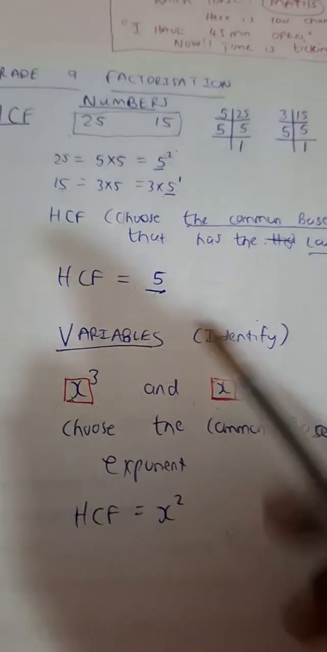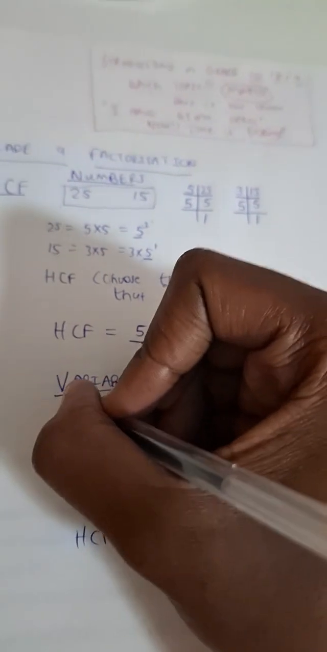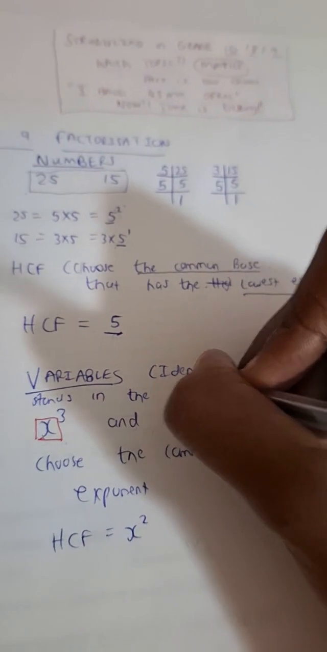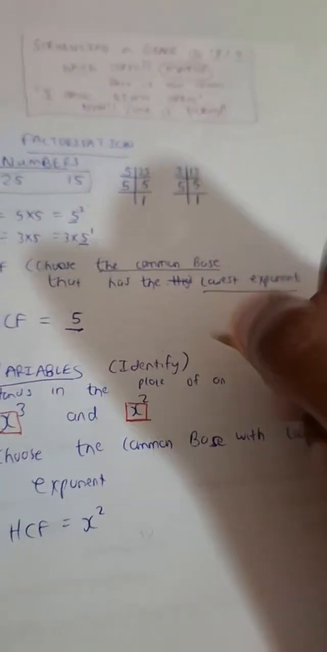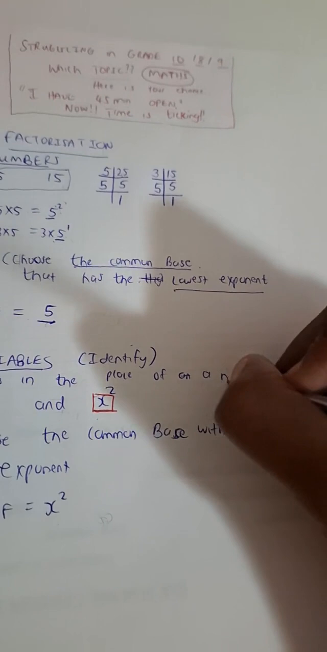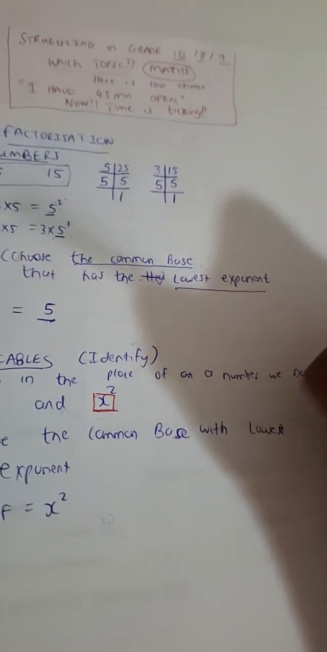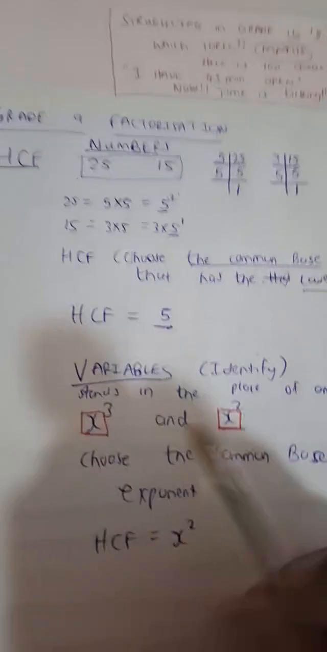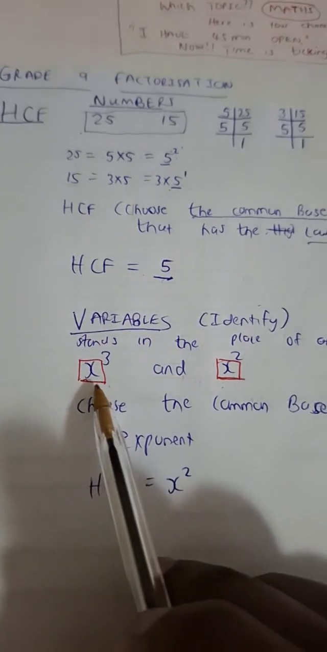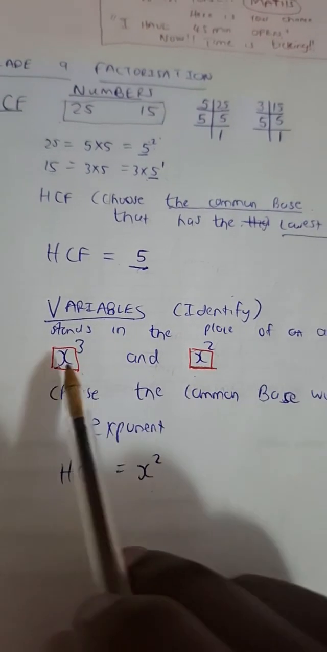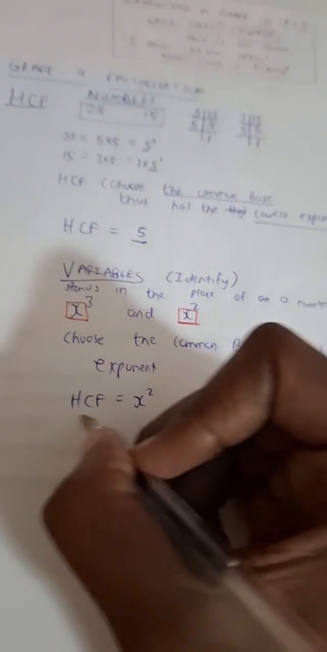It's a variable. What it does, a variable stands in the place of a number we don't know yet. A number we don't know. That's what a variable is. So in these two variables that are the same, we identify the base that has the lowest exponent whenever we are talking about the highest common factor.